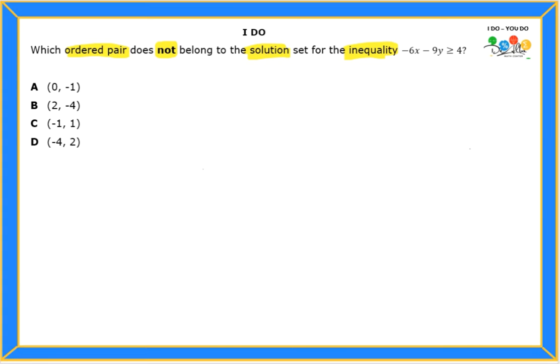So what I need to do is replace those answer choices in the inequality, and once I do that, I'll compare my inequality symbol and decide whether the statement is true or false. So let's start with the first one. I am going to write down the inequality, negative 6x minus 9y greater than or equal to 4. And I am going to choose the first point for letter A, which is 0 and negative 1, where 0 is x and negative 1 is y. So let's continue. I am going to replace the x with 0. Then I will replace the y with the negative 1, and the symbol greater than or equal to 4 stays the same.